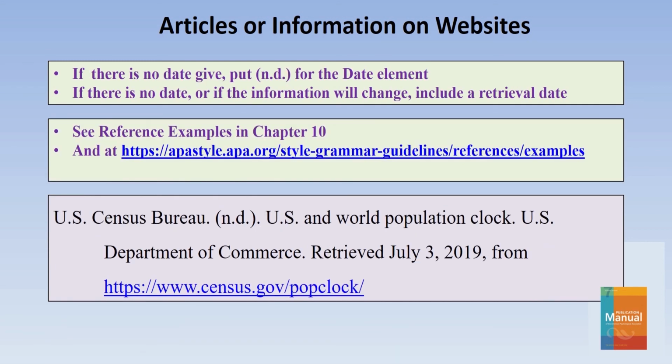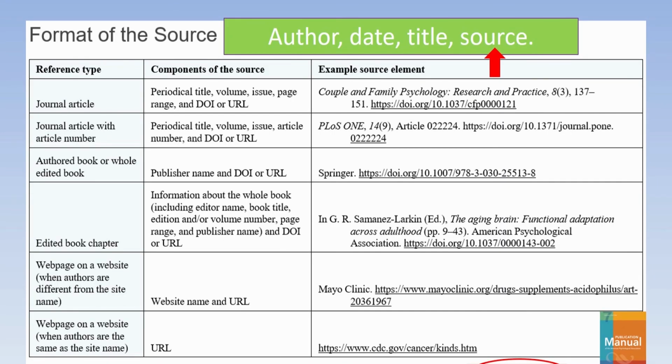If the website does not show a date, put N period D period in parentheses and include a retrieval date showing the date you accessed the information before the URL. Also, if the information will likely change, include a retrieval date. Here are some variations to the source element. Follow an example that most closely matches the resource you are using.